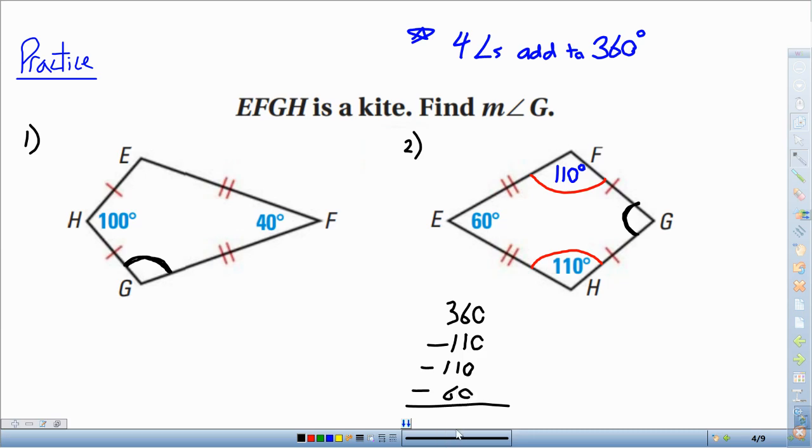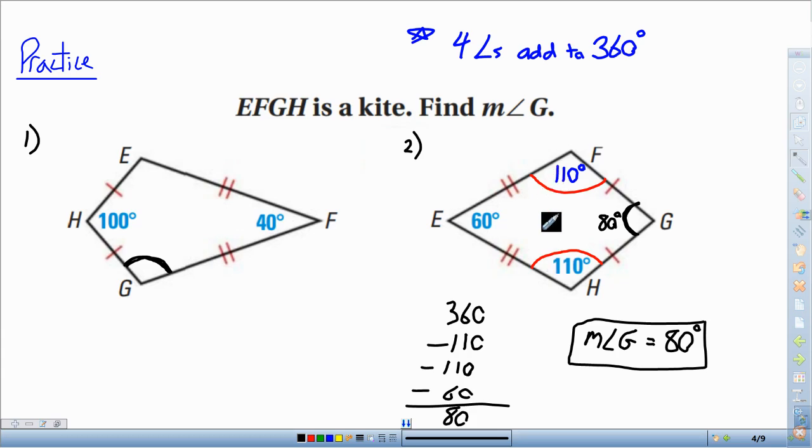Okay, and I'm getting 80. So there it is. Let's point out that the measure of angle G equals 80 degrees. If you wanted to throw that up on your answer here, you could. But the big thing on this one obviously was first realizing that opposite angles here are congruent.